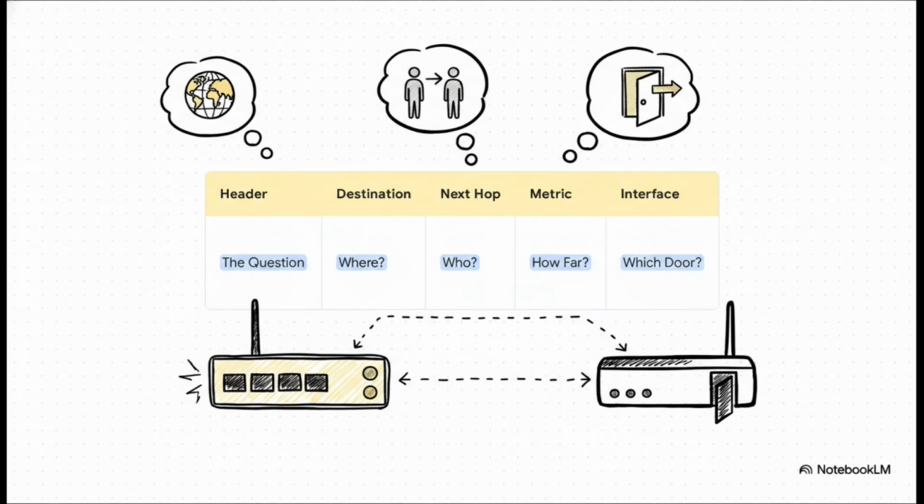For every single packet of data that flies through the internet, a router just looks at its table and asks these 4 questions. Where is it going? Who do I send it to next? How far is it? And which door do I push it out of? That's the whole game. Okay, let's break it down real quick.